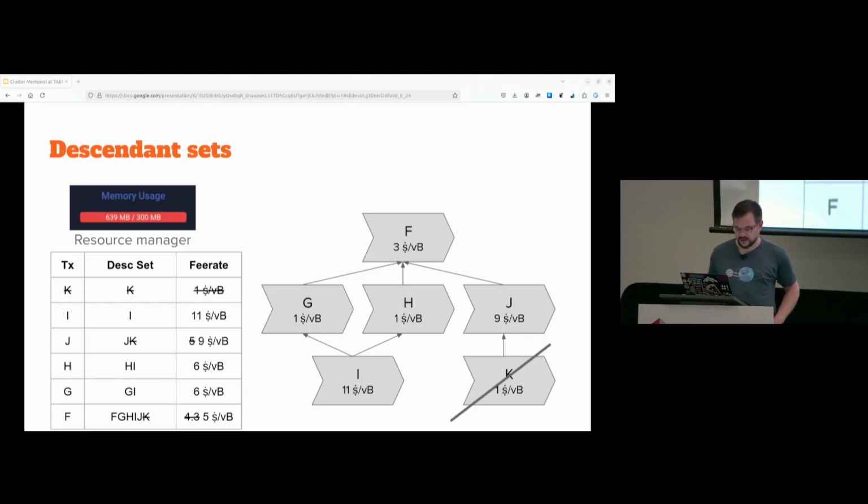So we kicked out K because it was the lowest, and now the next thing that we would evict out of this whole mempool would be F. And once we kick out F, all of these other transactions are missing an ancestor. So we would literally kick out the transaction that we would mine next when we evict. All right, maybe I jumped a little too far into this one.